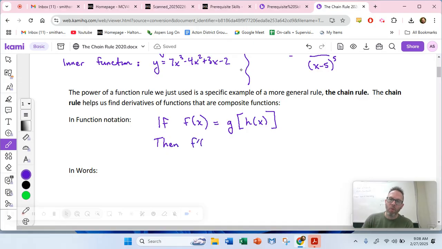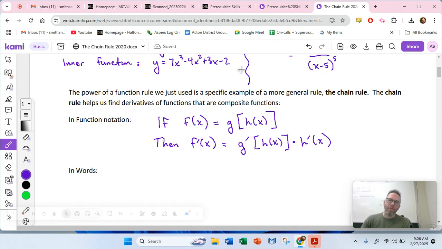Then the derivative of f. How do you find the derivative? What you do is you take the derivative of g, so g prime, but instead of g prime at x, it's g prime at h of x. You leave the inner function alone. So g prime at h of x, and then you multiply by the derivative of what's on the inside.